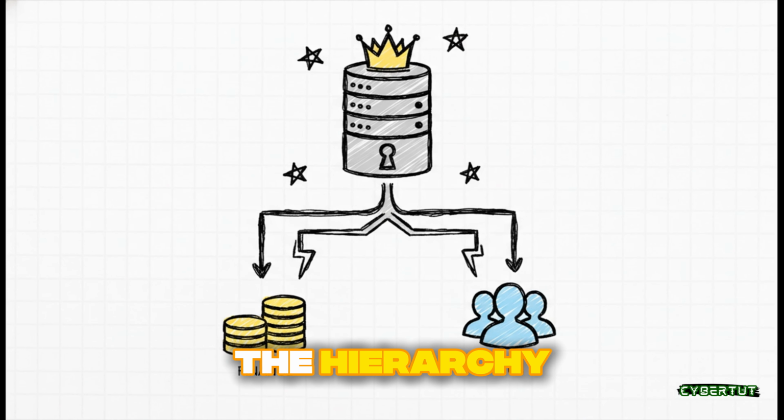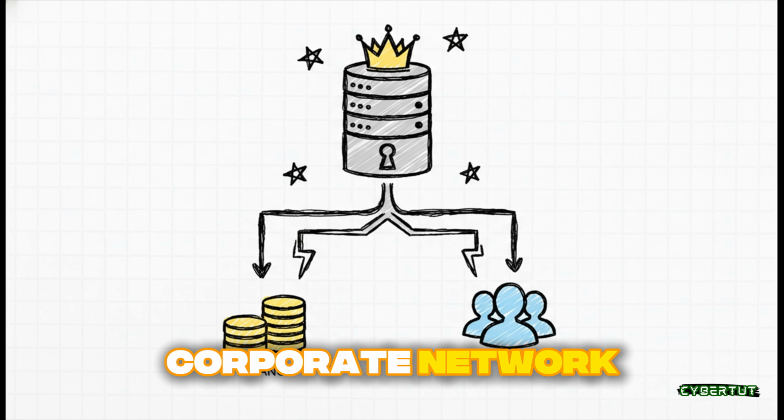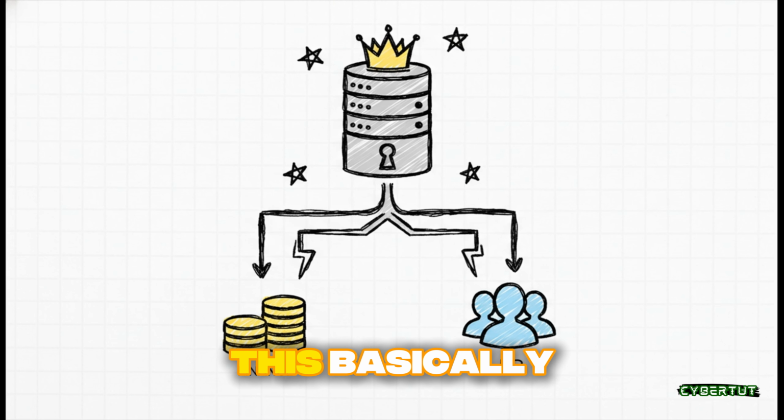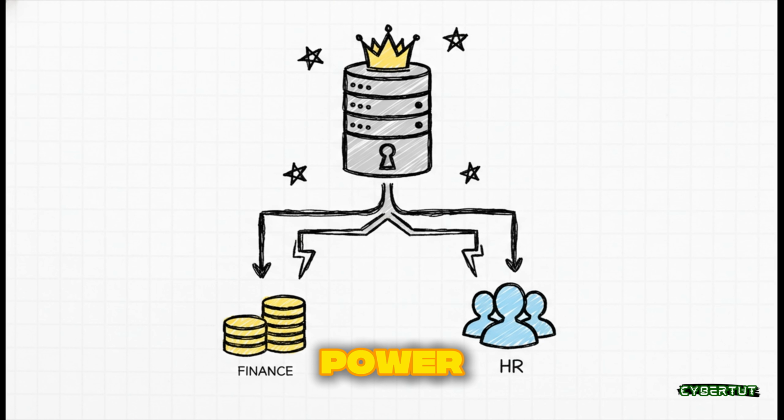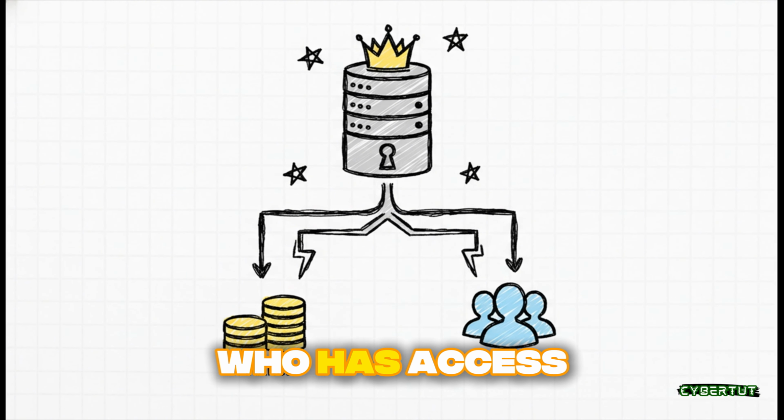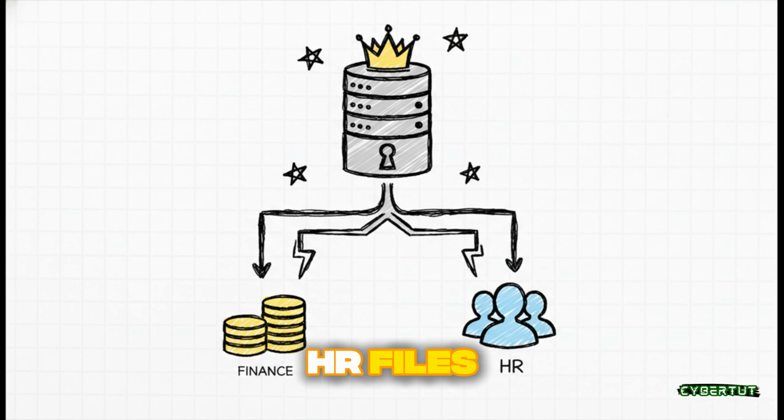Next, we map the hierarchy. We need to understand who can access what. So we start listing out all the groups, especially in a corporate network that uses Active Directory. This basically builds us an organizational chart of power. It tells us who the domain admins are, who works in finance, who has access to the sensitive HR files. This map shows us where all the power is.